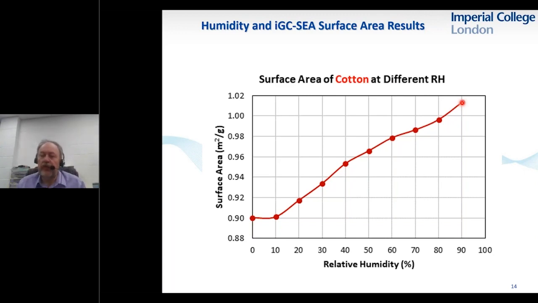So if you're working on materials such as cotton or cellulose or any other semi-amorphous materials that swell in the presence of water, we can actually use this as a way of monitoring the swelling process. So I want to introduce those topics on surface area, but let's move on now to the main topic.